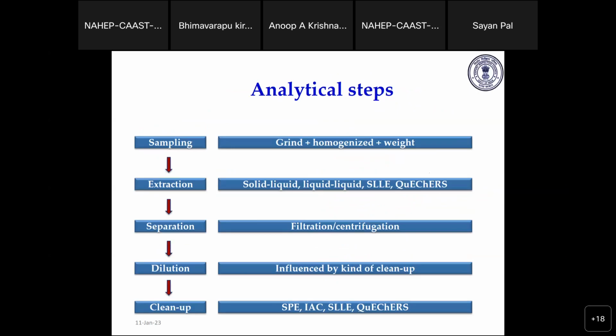Now, when it comes to the analytical step of extraction, there are different types of extraction. We will now come to the sample processing. What are the different types of sample processing available? The extraction happens, so there can be a solid liquid extraction. Old extraction techniques were like that. Liquid extraction is there. Now new techniques have come, something called QuEChERS or dispersive SPE methods, where separations or filtrations are happening, and then dilution and a cleanup. Cleanup generally is through immunoaffinity columns or solid phase extraction or through the QuEChERS method. But I'll come to the details of it in the subsequent slides.